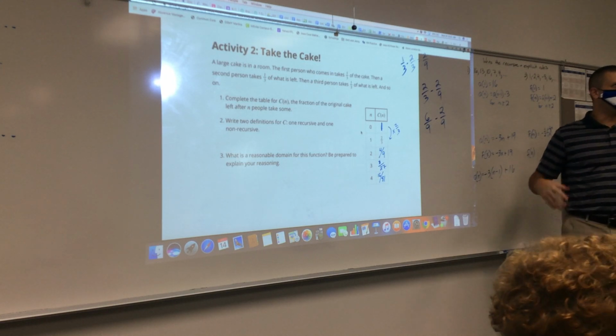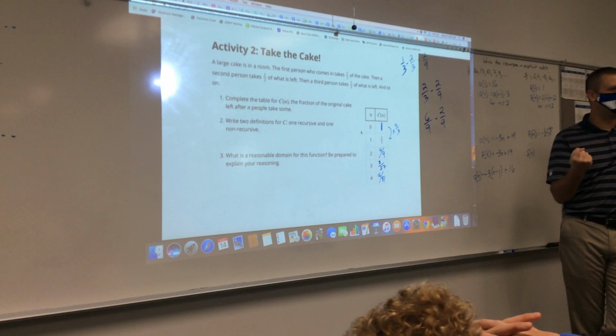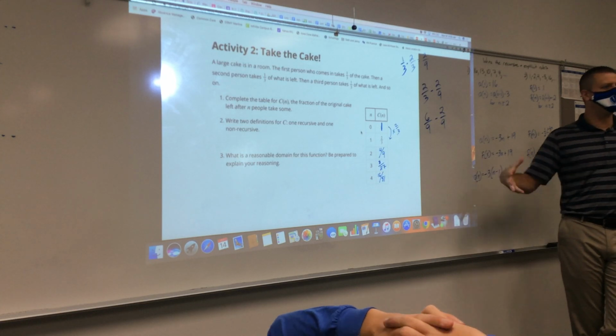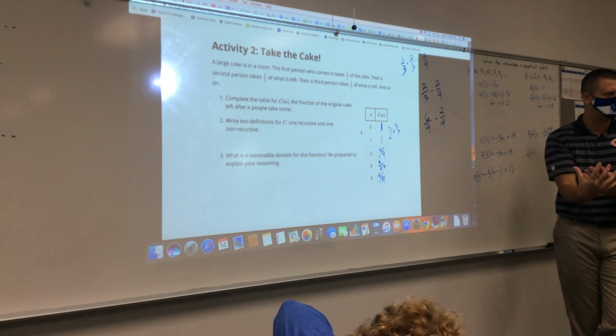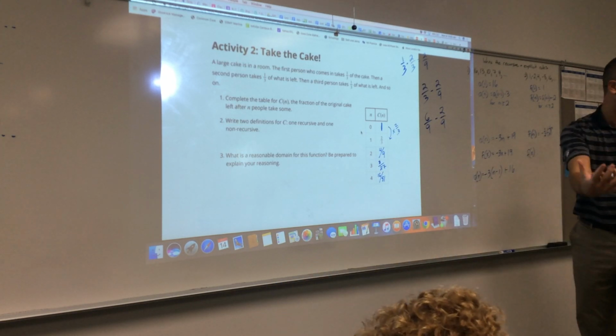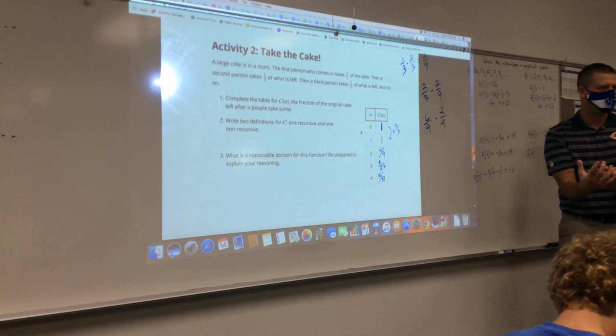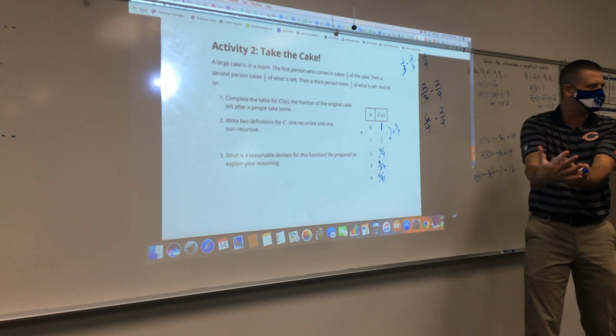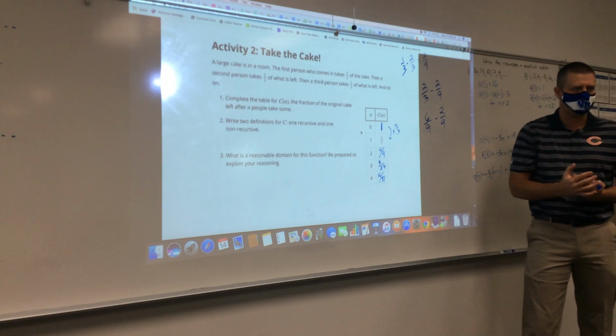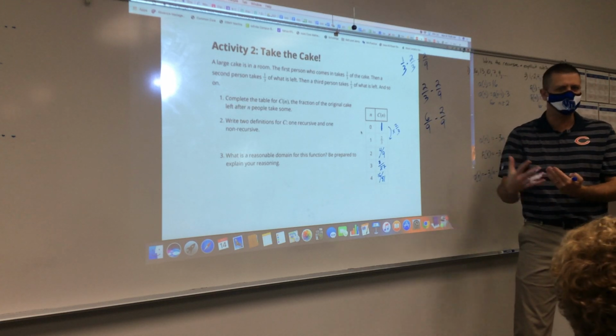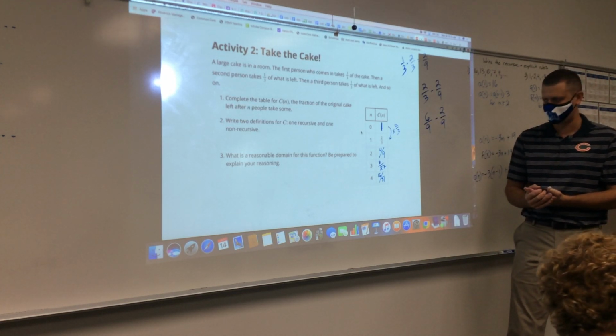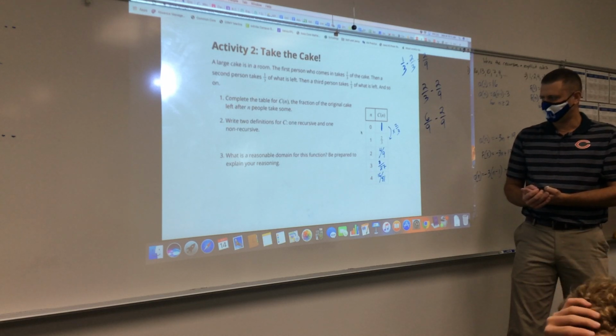Because if one third is being taken away each time, there is always going to be two thirds of the original amount that is left after that person takes their third. So if you want to know how much is left after each time, you just take what was there times two thirds, and that'll tell you how much cake is left. Okay?